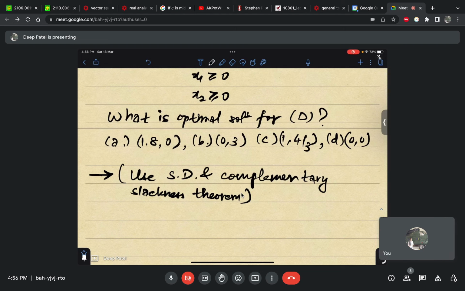Yeah, this is not in the standard form, right? Yes, so you can do it. You are right, you can do it, but then you have to put slack variables and all those things. You have to do it.